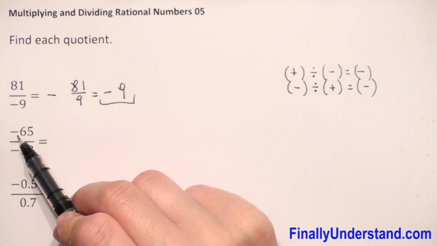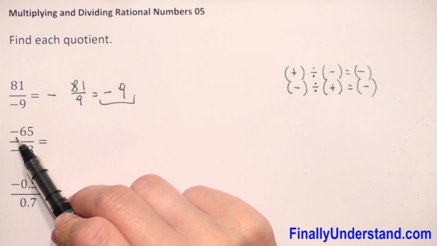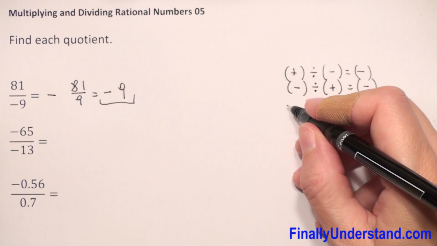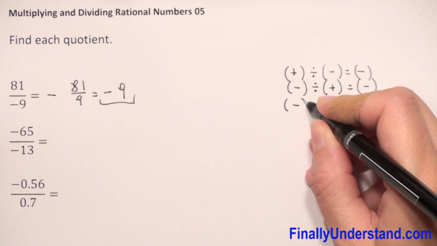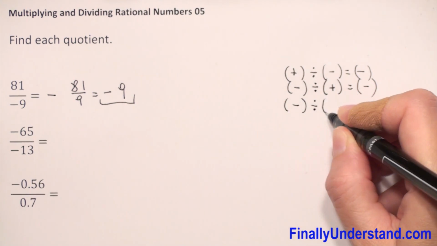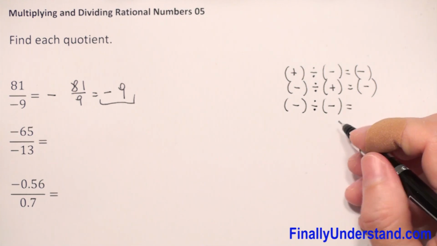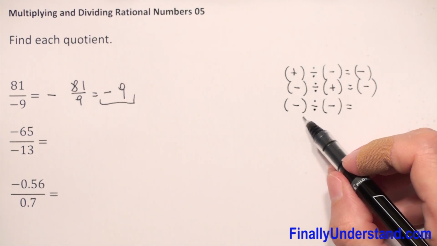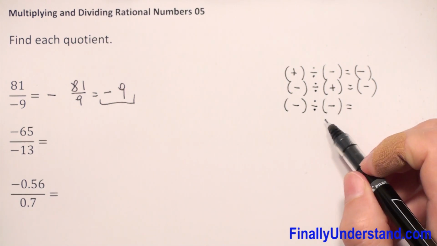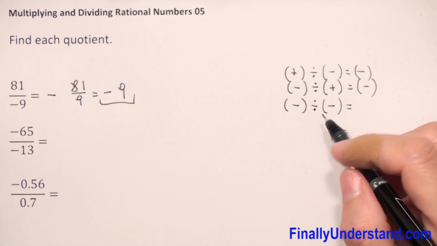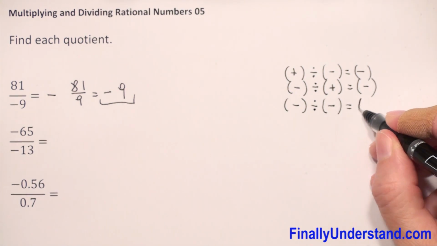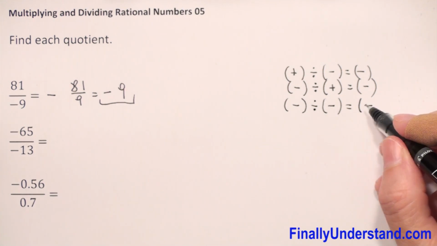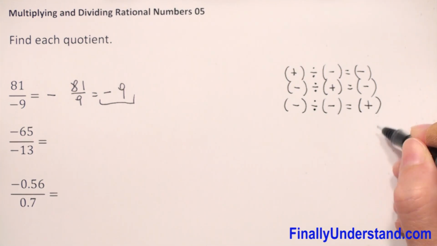In the second, we have two negative numbers, division of two negative numbers. So we have the negative divided by negative. The rule is the same like for multiplication of rational numbers. So these two negatives give me positive sign.